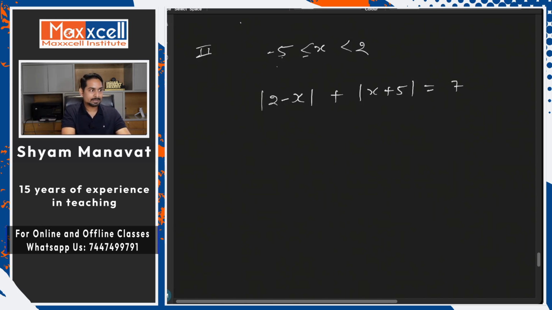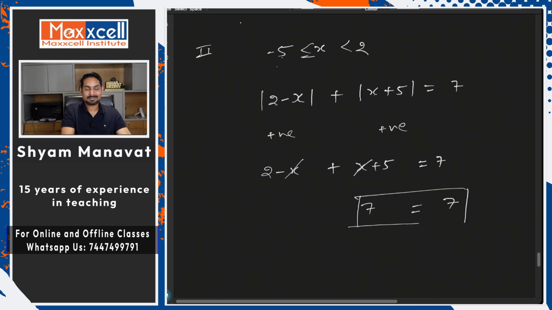So if I put 0 here, 2 minus 0 is positive and 0 plus 5 is also positive. That means for this range, if I remove the modulus sign, both will be positive. So I have 2 minus x plus x plus 5 equal to 7. Now simplify this. This is cancelled. 2 plus 5 is what? 7 equal to 7. Here I don't have any value of x, but this is a universal truth, isn't it?